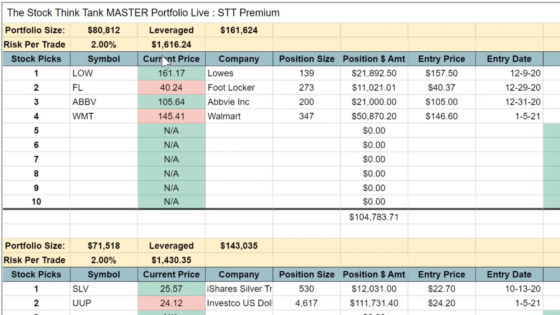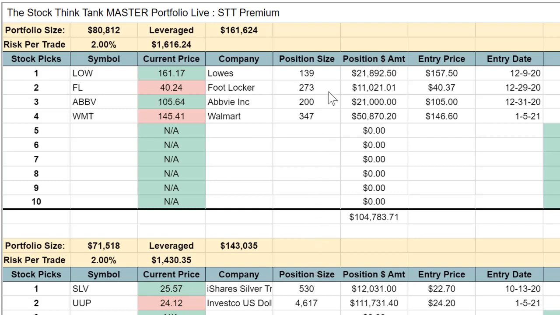If you take $1,616.24 and you divide it by $11.05, you get 139. That's where we get the amount of shares, so that we keep our risk the same. You'll be able to calculate yourself, if you'd like, that every single one of these is the same.